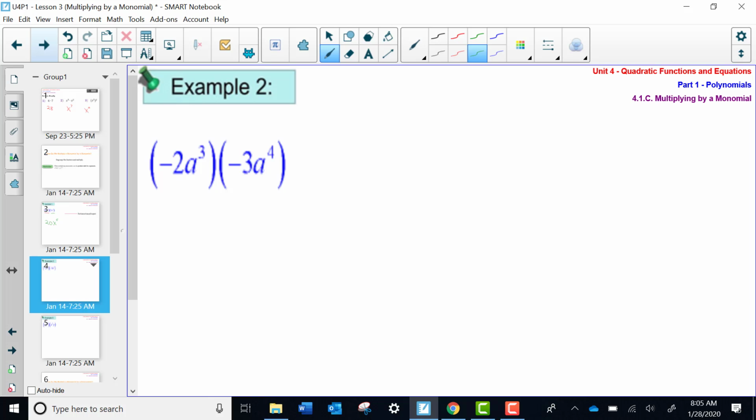Can I have a volunteer raise their hand and explain how you get the product when you multiply these two monomials? John, is your hand up? 6a to the seventh power is correct. The coefficients are -2 and -3. -2 times -3 is +6. a to the third times a to the fourth, add the exponents, a to the seventh. Any questions about example number two? Example number three.